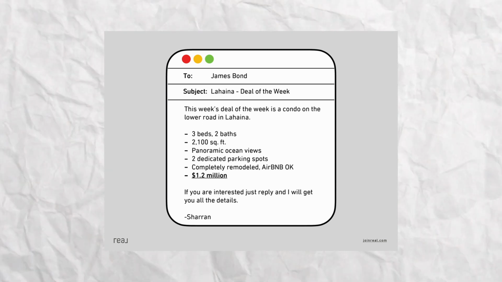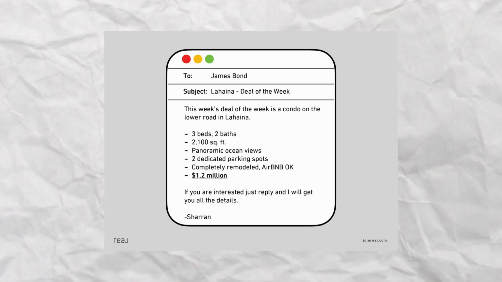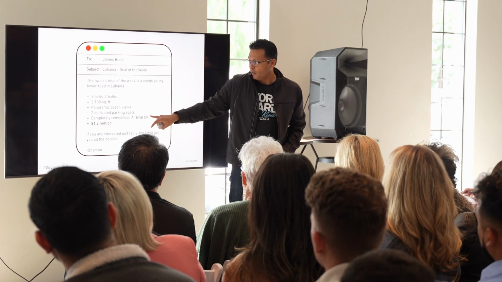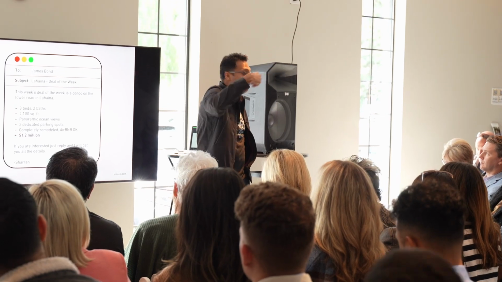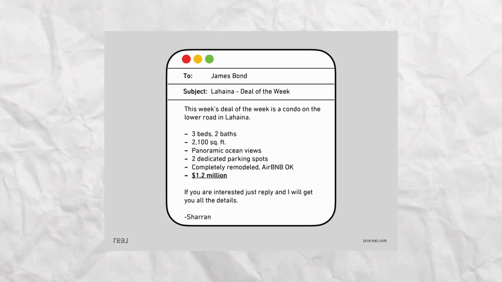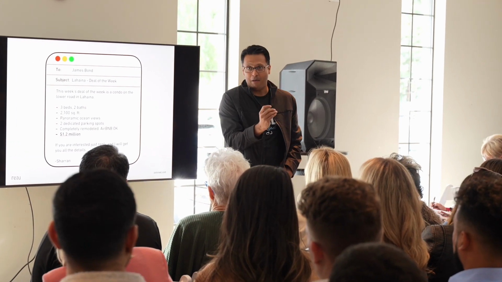2,100 square feet. Okay, that's not bad. Panoramic ocean views. They're thinking, oh, it's ocean views. Does it have HOA? Oh, it's complicated. It has 2 parking spots. That's pretty good. Can I do Airbnb? You have to foresee what they're thinking and make your next bullet point based on what they're thinking. Airbnb, okay, 1.2 million. Here's the most important part about this email.